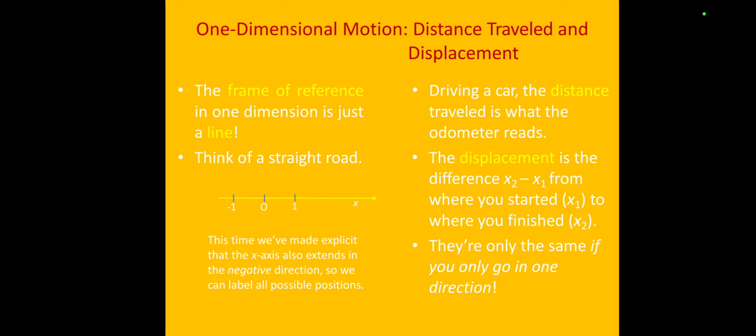Driving a car, the distance traveled is what the odometer reads. The displacement is the difference x2 minus x1, from where you started to where you finished. That means displacement is nothing but the smallest distance between the initial and final position points. They are only the same if you only go in one direction.